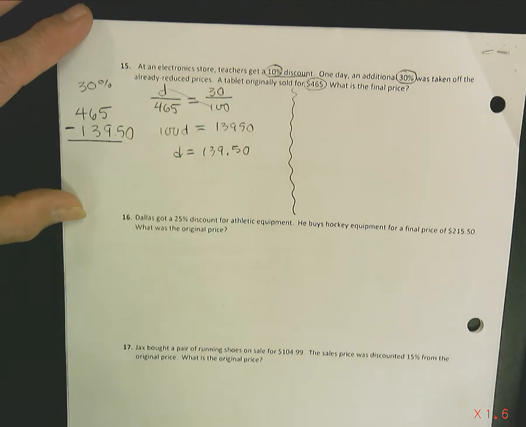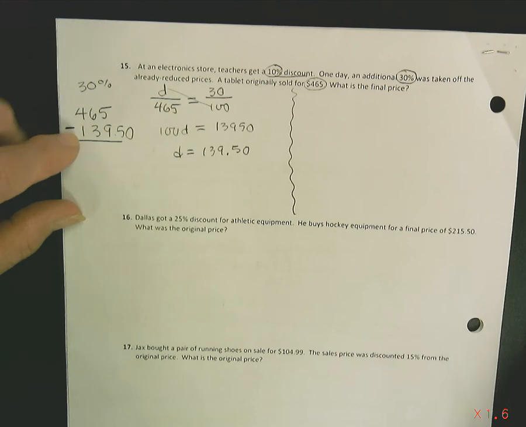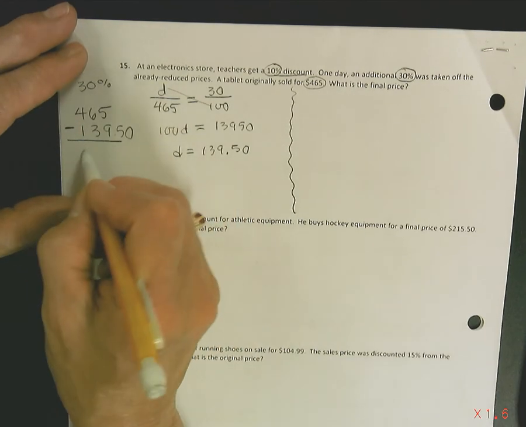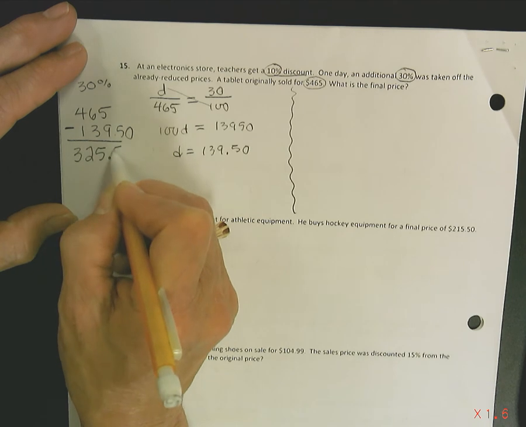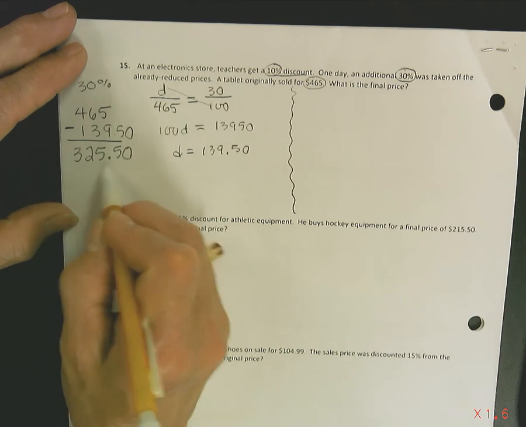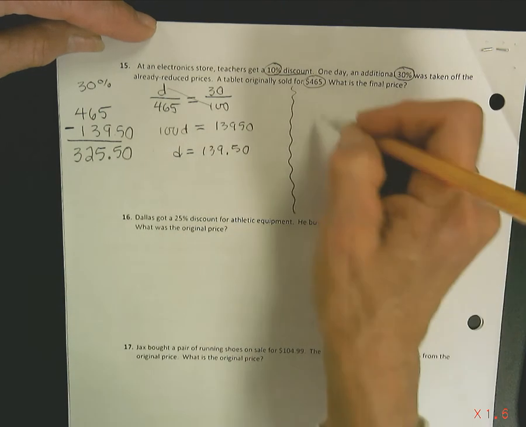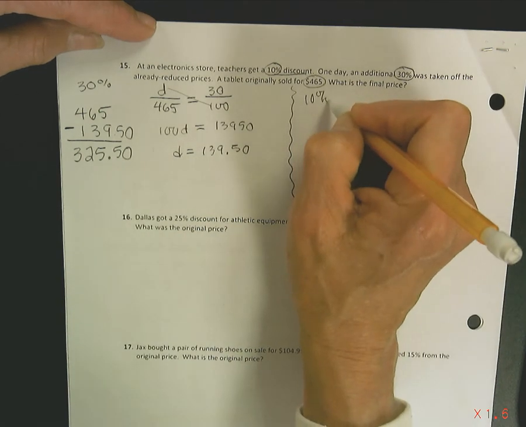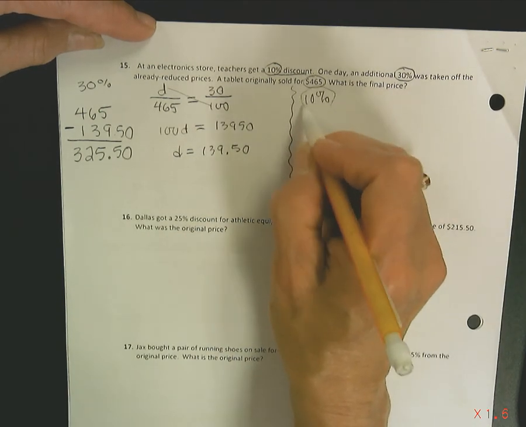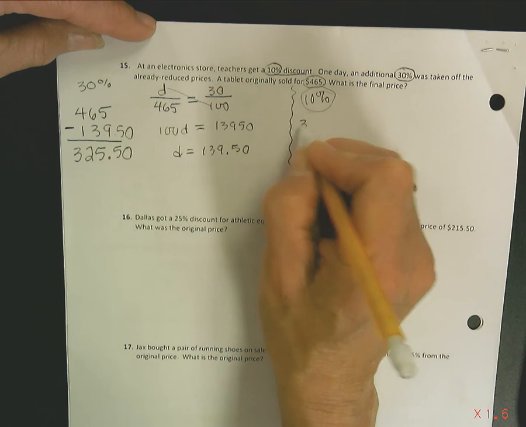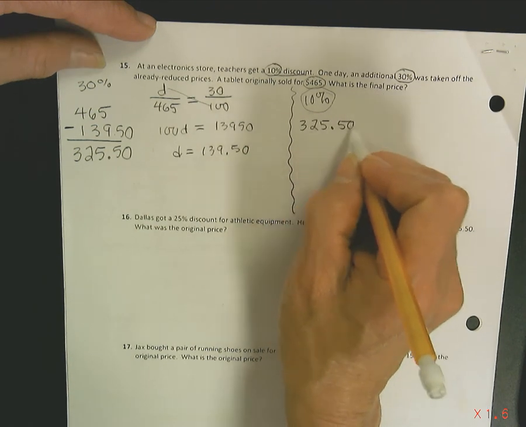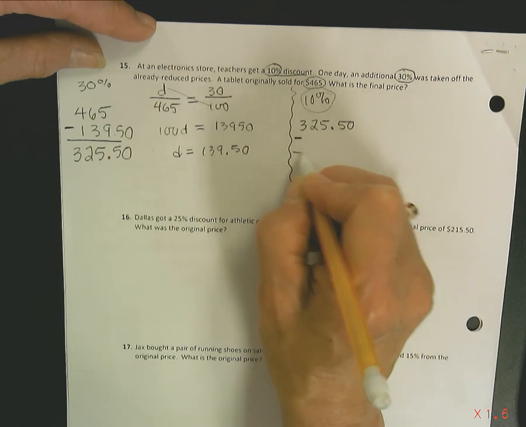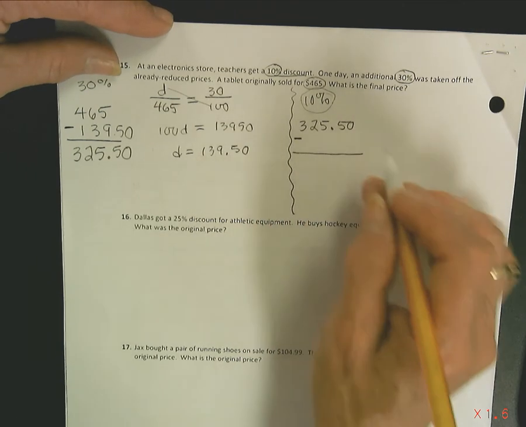and the discount that everybody gets is $139.50. So pull out your calculator, take the full price, and subtract $139.50, and you'll see that the final price for everybody is $325.50. But hold your horses. Teachers get an extra 10%. So teachers aren't going to pay the $325.50. We're going to subtract a little bit more money for their final price.